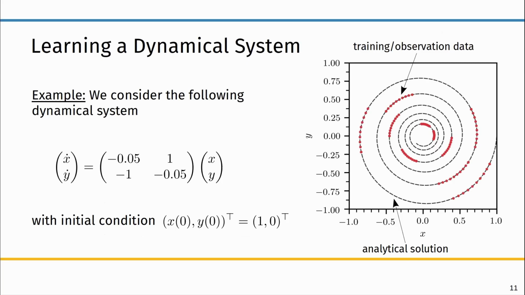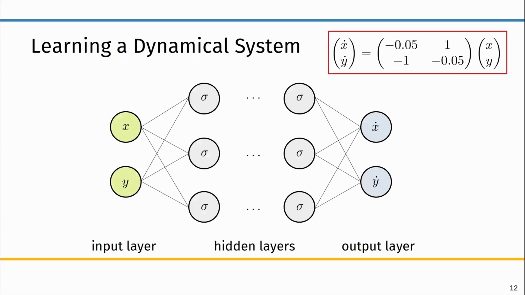The dynamical system that I want to learn is a very simple one. It's this one. It's just a linear system with 4 parameters. But I don't want to learn these 4 parameters. I just want to use this dynamical system to generate observational data, these red dots. And now I want to learn the dynamical system using a neural network.